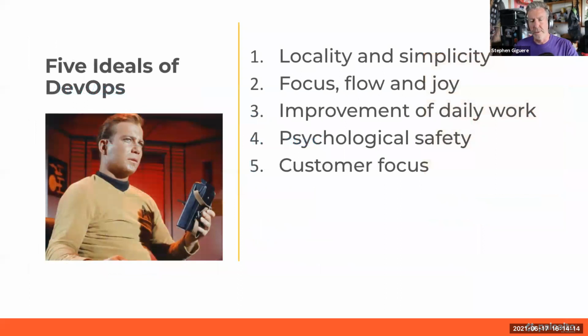So I'm taking a big step back, but I'm going to blow through this. The 5 ideals of DevOps, as we know, which was created by Captain Kirk, we're focusing on what is a good working environment for DevOps, but actually it translates directly to open source, right? So we can think about locality and simplicity, focus, flow, and joy, improvement of daily work, psychological safety, and customer focus, and that's all great.